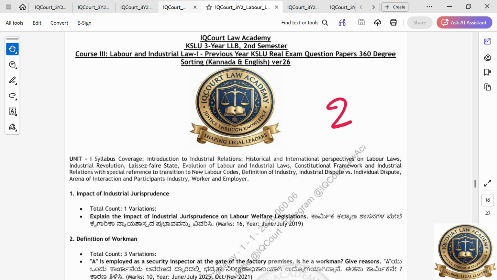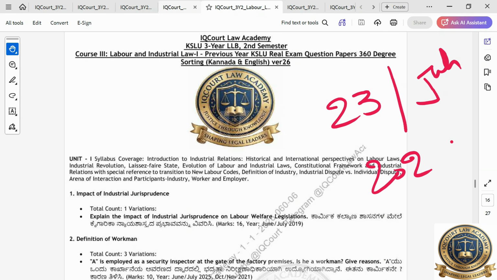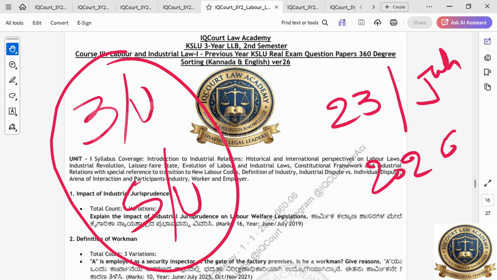Today's date is 23rd July 2026. On your exam day, you can go and write the exam. You'll be getting the same questions as given in the IQCourt Law Academy study materials. We have listed all the important questions per unit. We are providing 3 questions per unit. In some units we are providing 5 questions also. So from these questions you will get the questions for your exam.